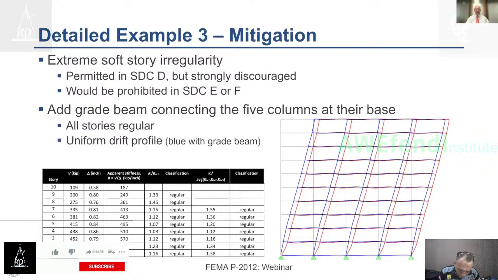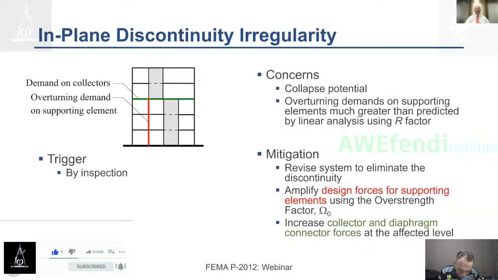The way we mitigate that is by introducing grade beams to connect the columns at their base. And that eliminates that soft story concern, makes the building perform regularly. In plane discontinuities, you can expect that the column in red here is going to see much greater demands than your R=5 analysis would suggest. And so the concern is that if that column fails, the whole system fails and we have collapse.